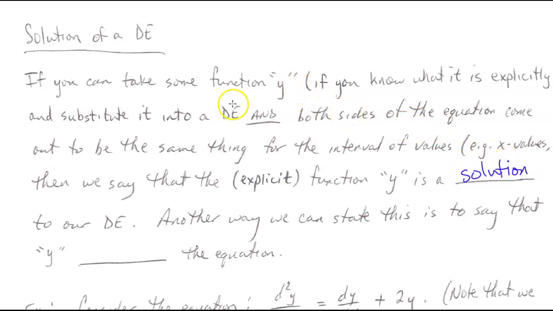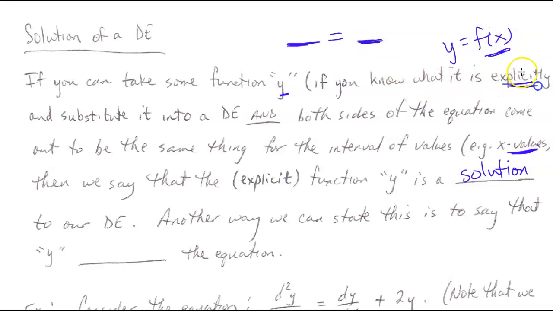Basically what I'm saying is that if we have some function y and we plug it into our equation, and what we get on the left side is the same exact thing that we get on the right side for all the x values that we consider plugging into that function y, which is some function of x that we don't know right now.